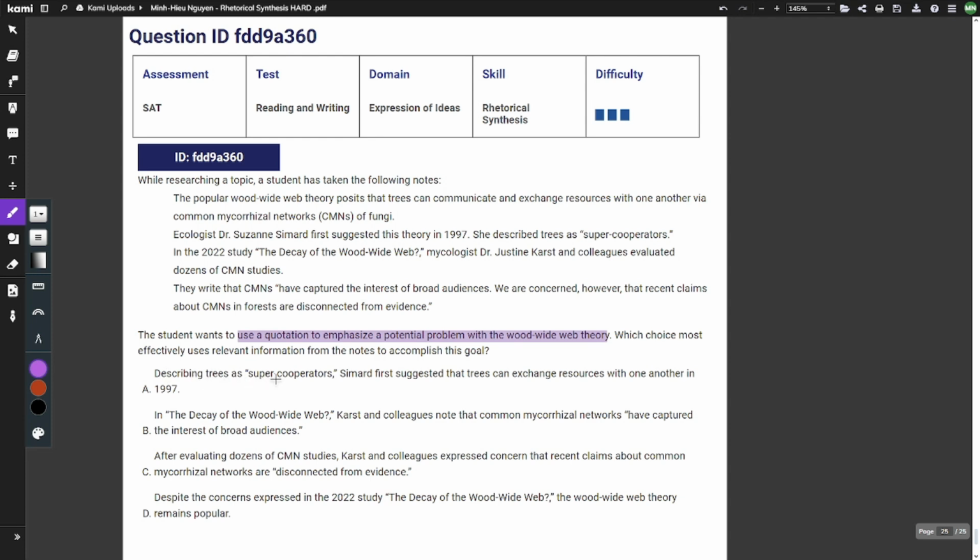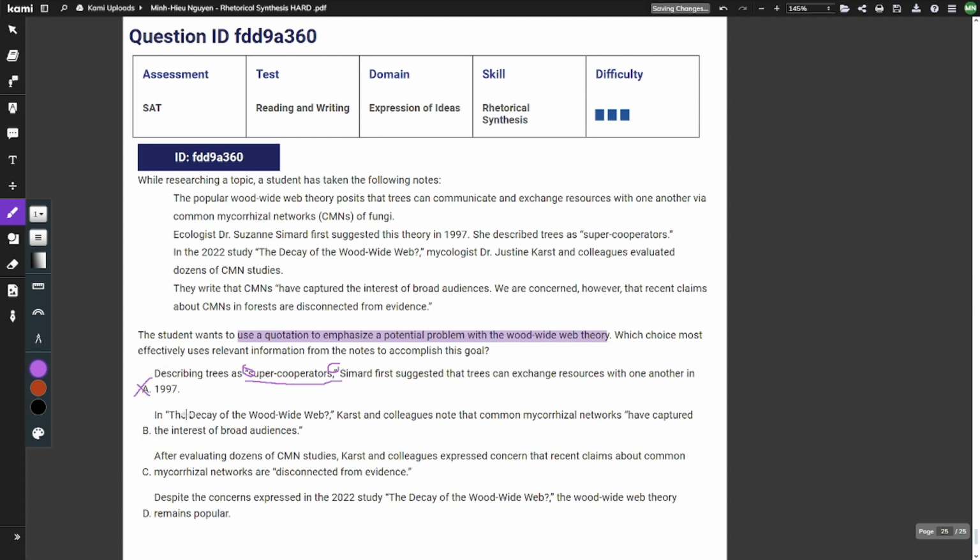Describing trees as super cooperators, Simard first suggested that trees can exchange resources with one another in 1997. So this one does use a quotation. It says right here, describing trees as super cooperators, and you see these quotation marks right here. However, it doesn't talk about a problem. It just talks about how they can exchange resources. And if anything, that's a good thing, not a problem. So it's not going to be A.